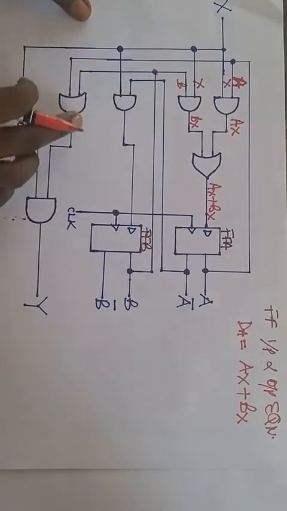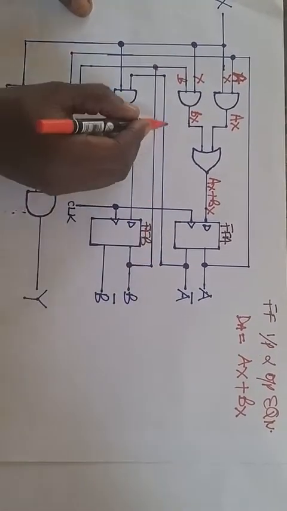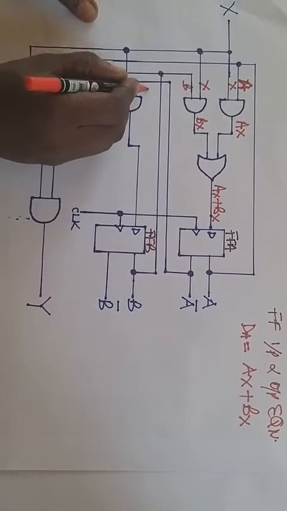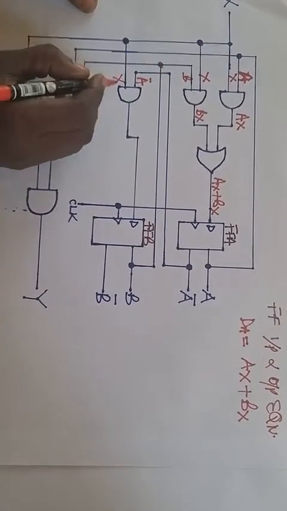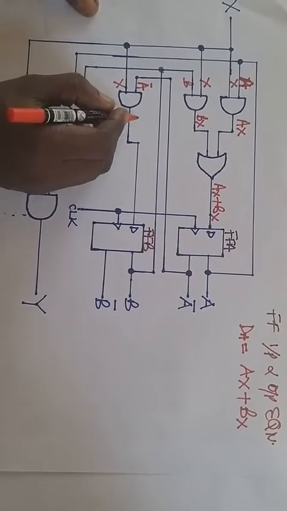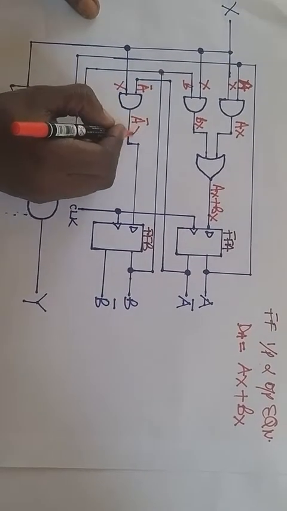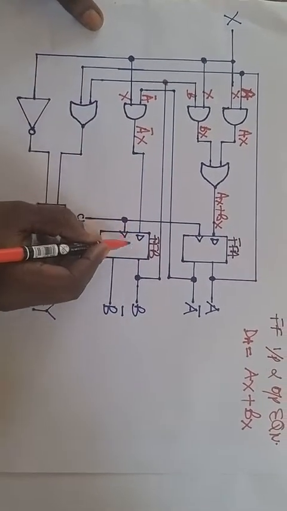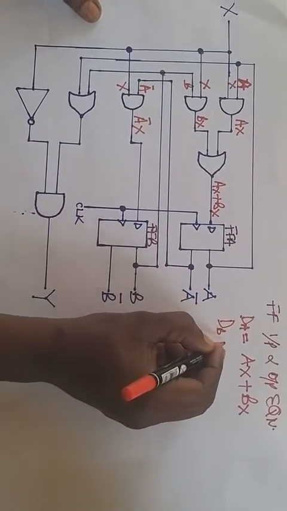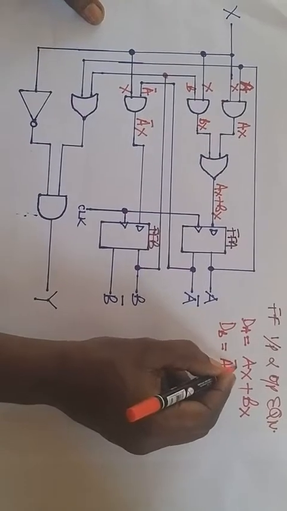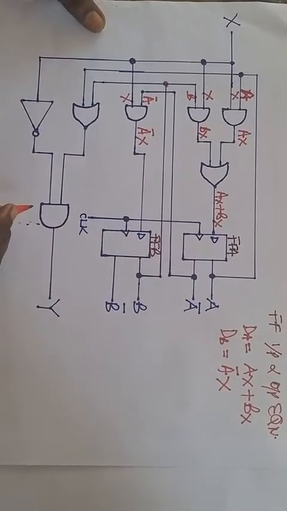Let us work out the next one. We have A bar coming here. So here is A bar, and then we have X also coming here. So here we are going to get A bar X as our input to flip-flop B. So the input to flip-flop B is A bar X.